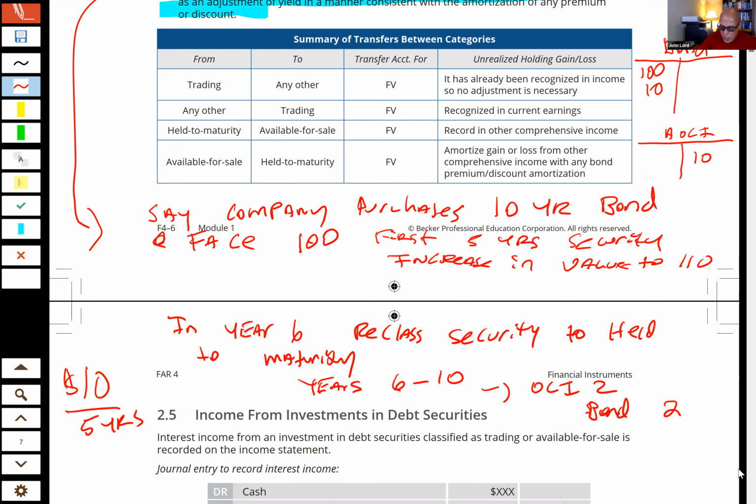Okay, and they would do that 5 times, and when they do, of course, they have to close OCI to accumulated other comprehensive income. But by the end of year 10, when the security is maturing, it's going to mature at face, what they purchased it at. It's going to mature at face of 100. So they would debit cash, credit the bond, and the entire amount would have been taken out of accumulated other comprehensive income over those last 5 years.